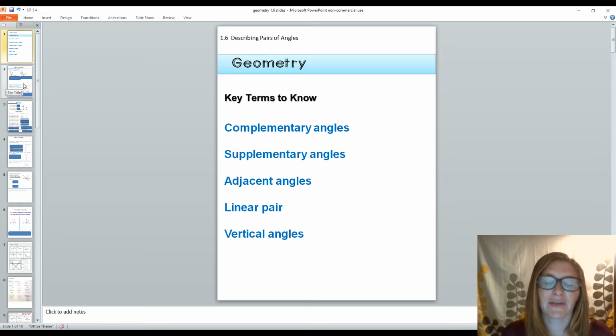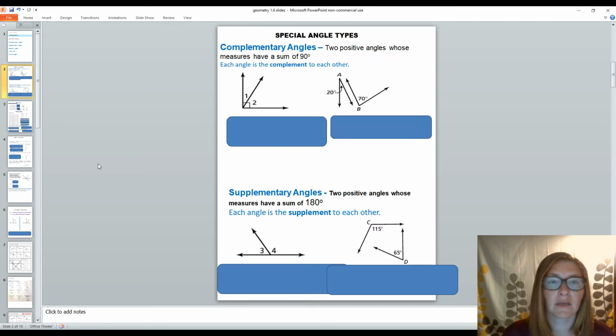Hi guys, so today we're going to be looking at angle pairs in geometry, and I listed the ones we will be talking about today. So we have complementary, supplementary, adjacent, linear pair, and vertical. So let's look at the first set. We're going to start off with complementary and supplementary angles.